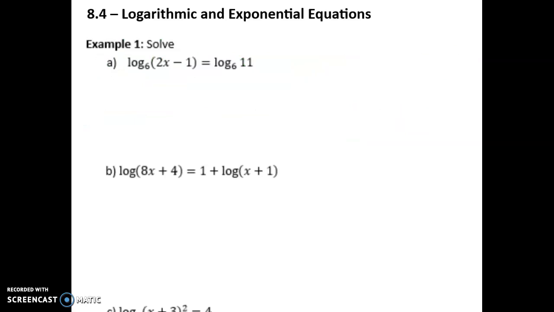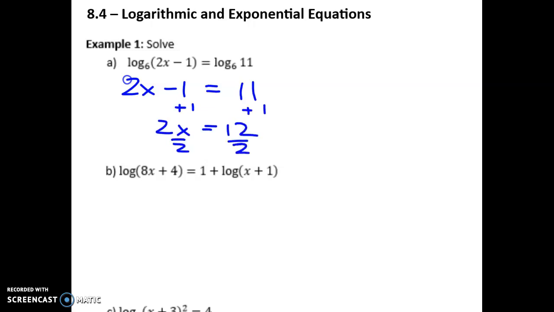It says solve. We have log of 2x minus 1 with a base 6 equals log of 11 with a base 6. You should notice that you have log base 6 on both sides. So that means that 2x minus 1 must be equal to 11. Because again, the log base 6 is the same on both sides, so I don't need to deal with that. I can just say that 2x minus 1 must be equal to 11. Now it's pretty easy from here. We can add our 1 over, so we get 2x equals 12, and divide out our 2, so x equals 6.